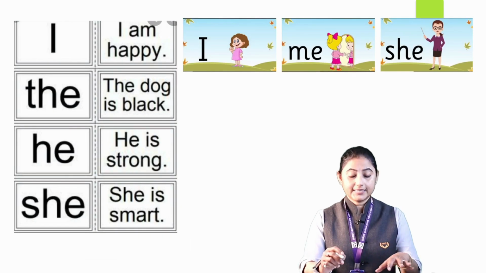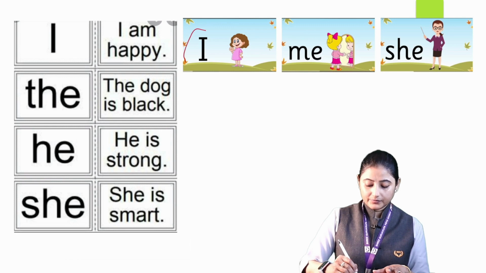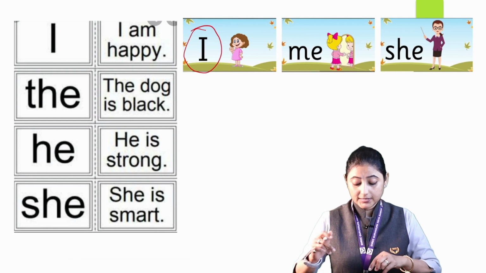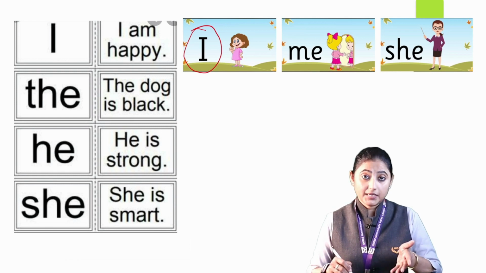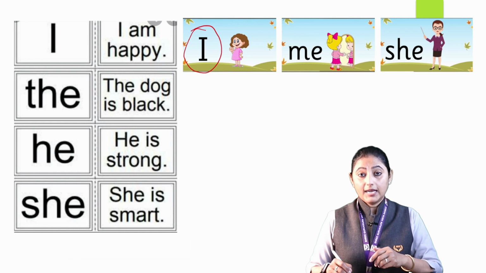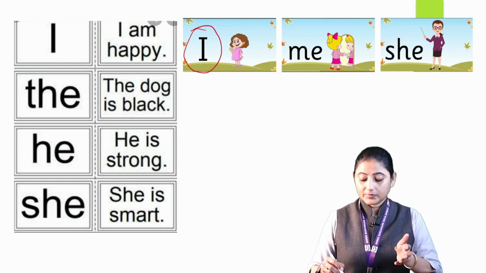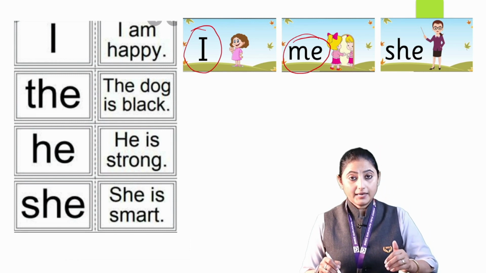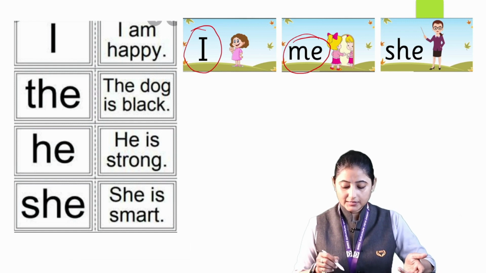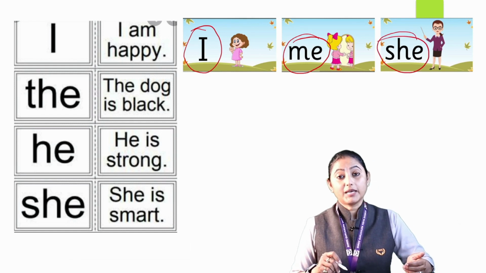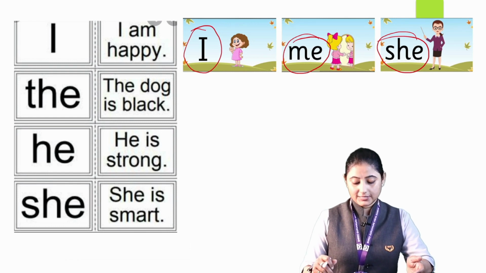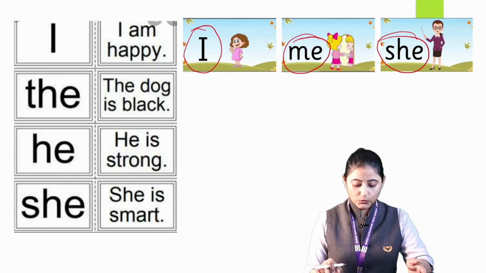Now here are the examples. Here, I. We can make a sentence with I, or we can tell the children to make a sentence with I. Just like I am Samaira, I am a girl, I am 4 years old, like this. Me. This is me standing in front of the mirror. My parents love me, my friends love me. She. She is my teacher, she teaches us and she also teaches us tricky words. Like this they can make sentences on their own.